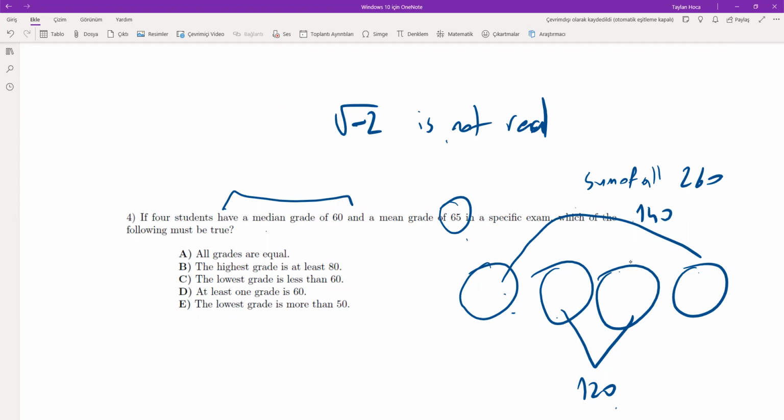All grades are equal. Does that have to be true? No, not really, because as you can see, they have different sums. The highest grade is at least 80. Please tell me what you think. But please tell me this time for real, I want to hear.